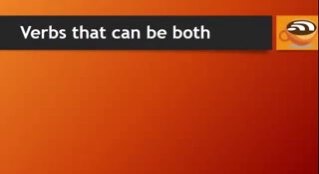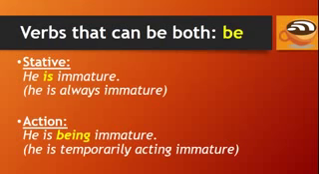Some verbs can be both action verbs and state of verbs, depending on their meaning and context. Here's an example. The verb be. If you say, he is immature, be is a state of verb, meaning he is always immature. But if you say, he is being immature, then be is an action verb, meaning he is temporarily acting immature.